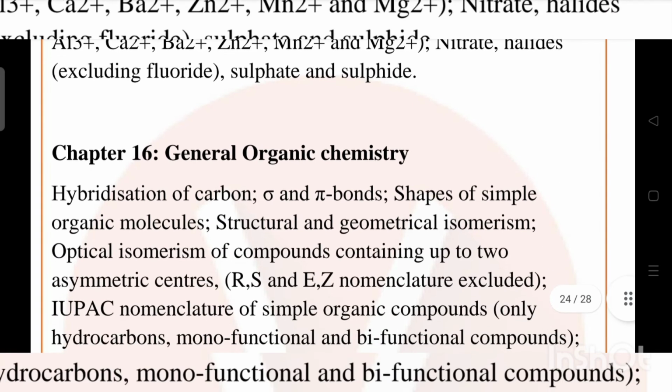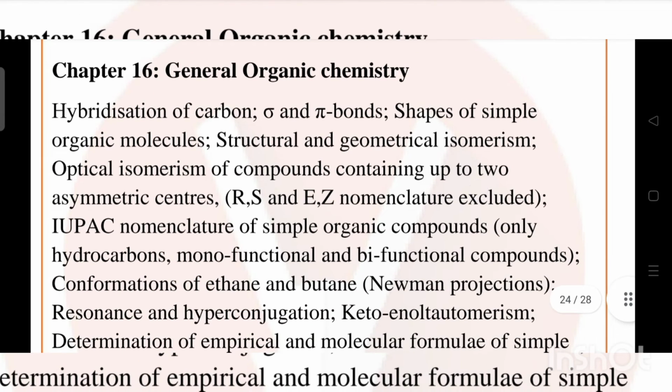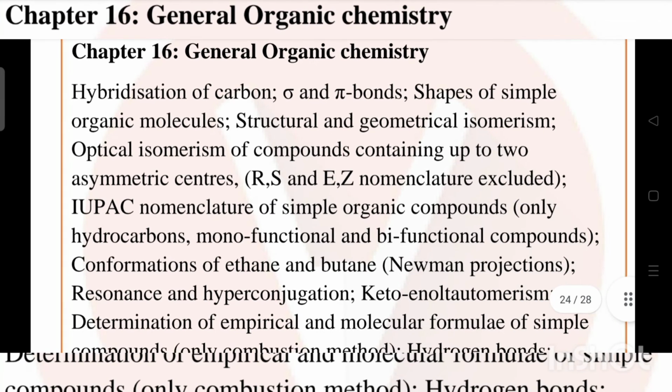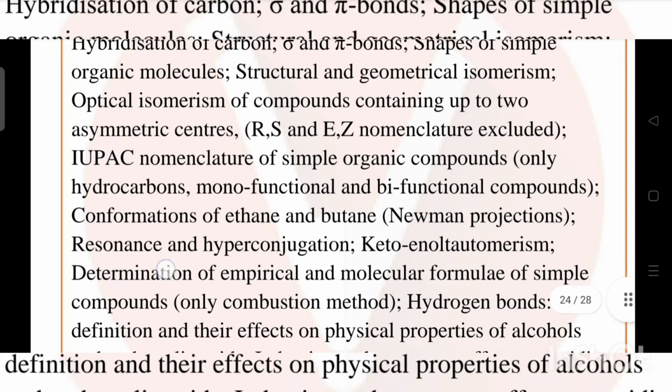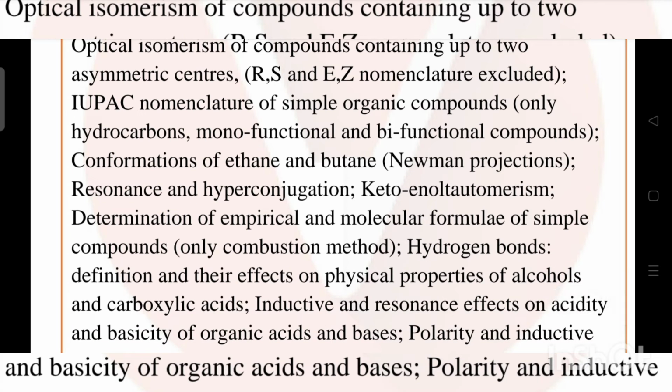In chapter 16, general organic chemistry: hybridization of carbon, sigma and pi bonds for simple organic molecules, structural and geometrical isomerism, optical isomerism of compounds containing up to two asymmetric centers, RS and EZ nomenclature excluded. IUPAC nomenclature of simple organic compounds only: hydrocarbons, monofunctional and bifunctional compounds, conformations of ethane and butane, Newman projection, resonance, hyperconjugation, keto-enol tautomerism.